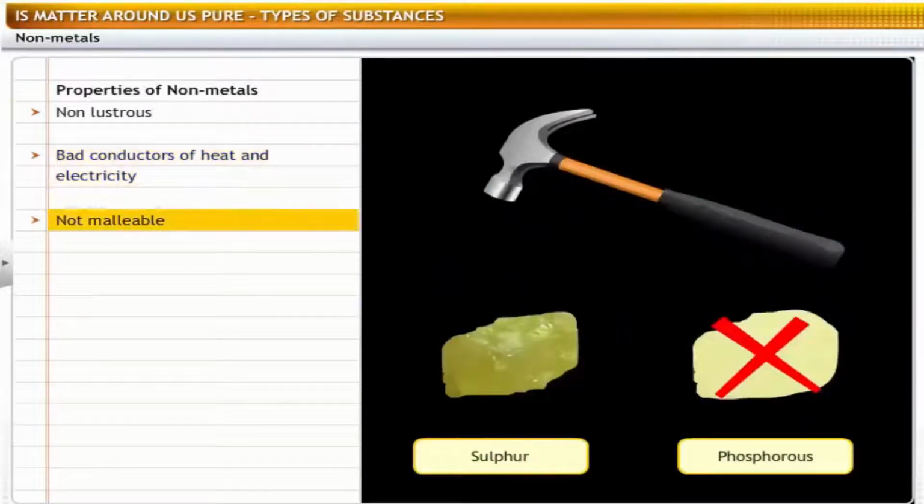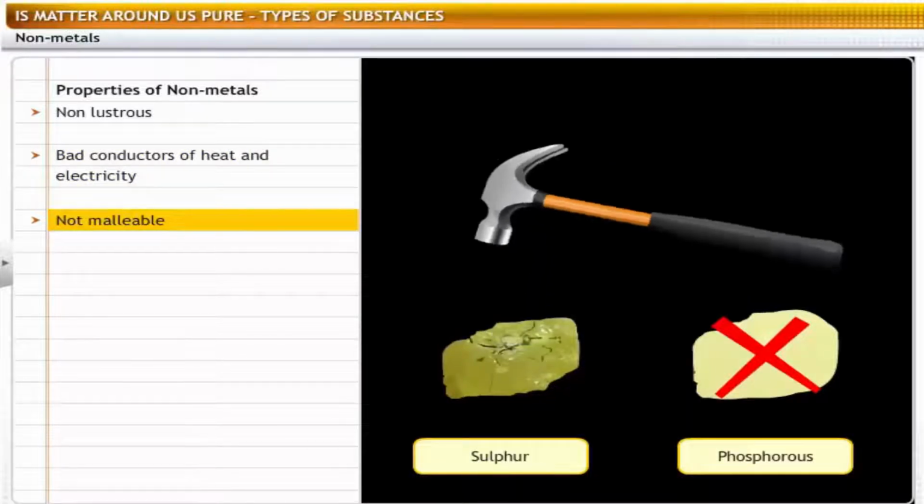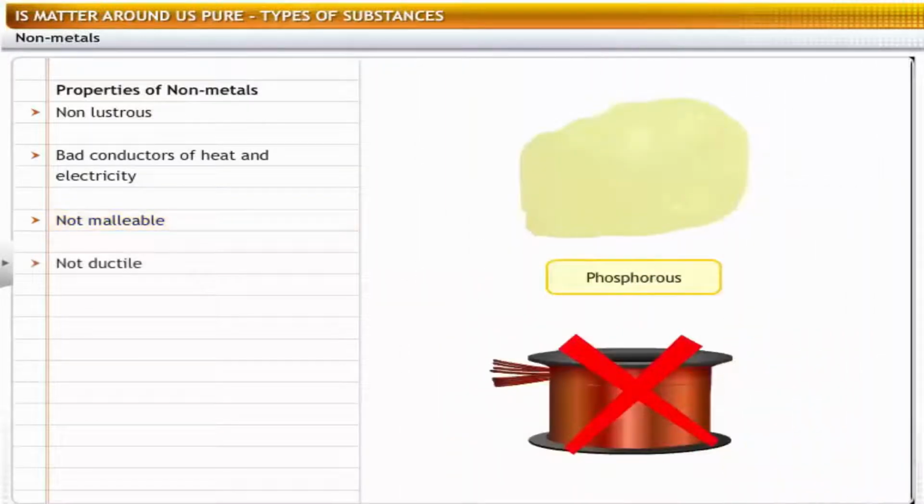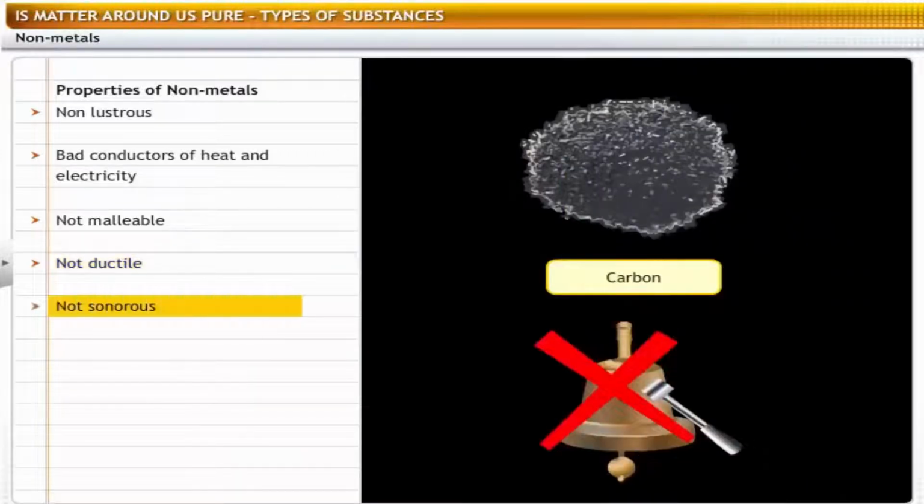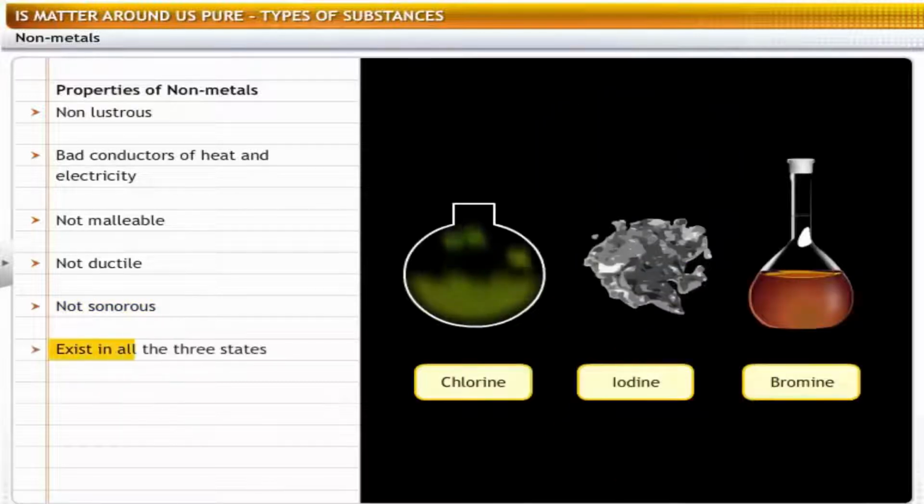They are not malleable. They cannot be drawn into sheets. For example, sulfur and phosphorus. Nonmetals are non-ductile. They cannot be drawn into wires. For example, phosphorus. They are not sonorous. When hit by any hard substance, they do not produce any sound. For example, carbon. Nonmetals exist in all the three states. Thus, 11 nonmetals are gases. Only bromine is a liquid, and the others are solids.